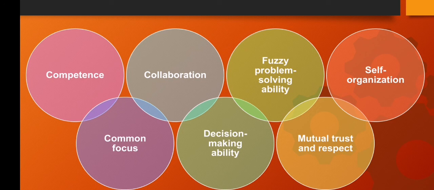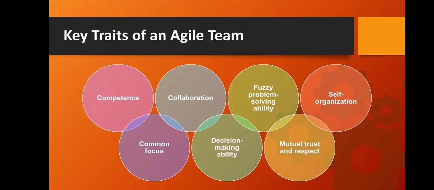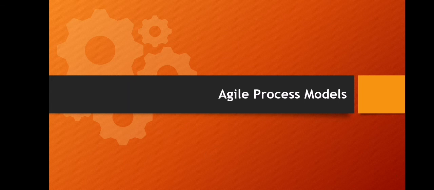Okay, self-organization has a number of technical difficulties or benefits. But more importantly, it serves to improve collaboration and boost team morale. In essence, the team serves as its own management. Okay? So those are the key traits of an agile team. Okay? We now go to the agile process models.